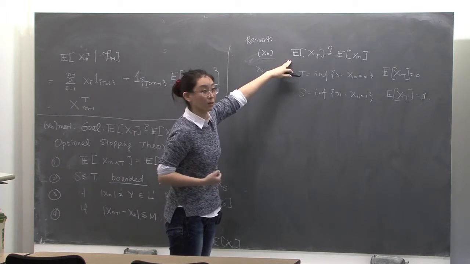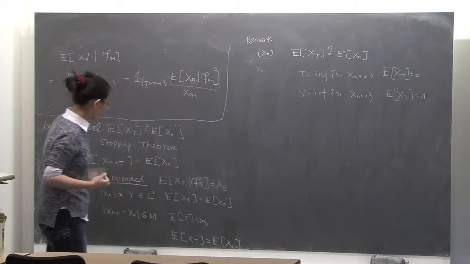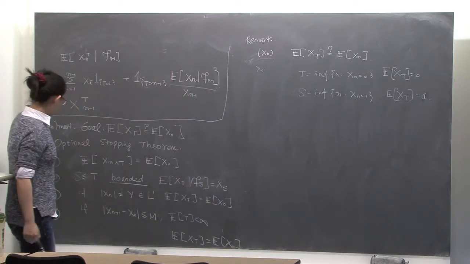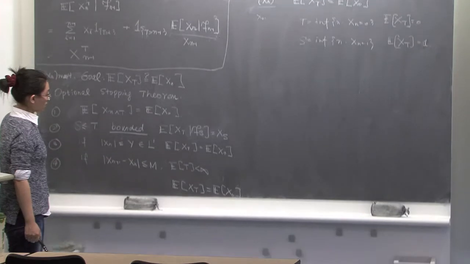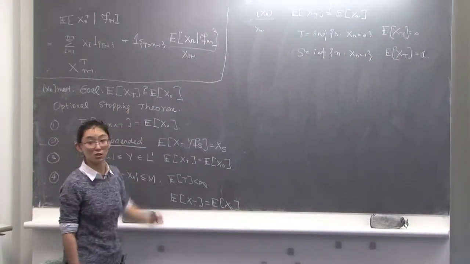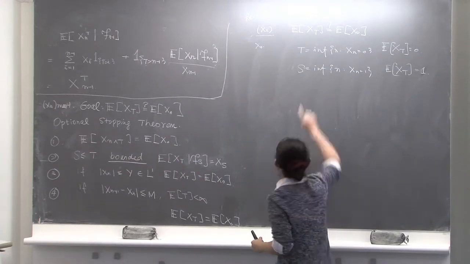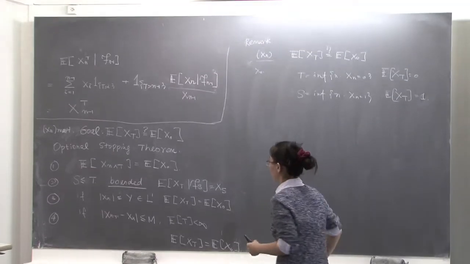There should be some restrictions on the stopping time. And this optional stopping theorem tells us we have four restrictions. If we can check any one of them, then we can say that the expectation is the same as the constant. So just a quick remark, this relation doesn't hold forever.